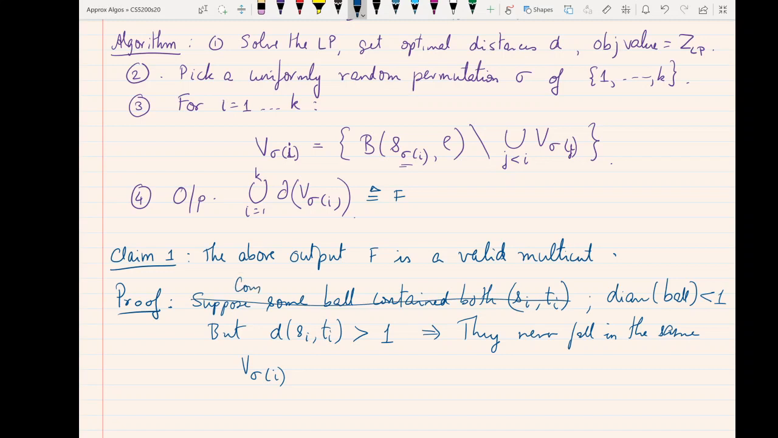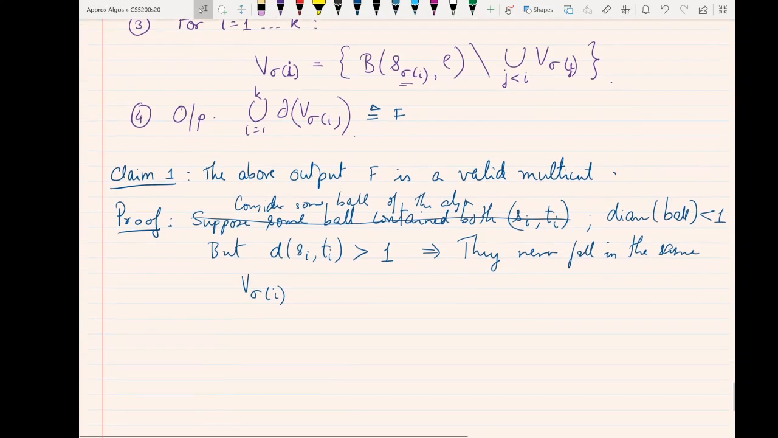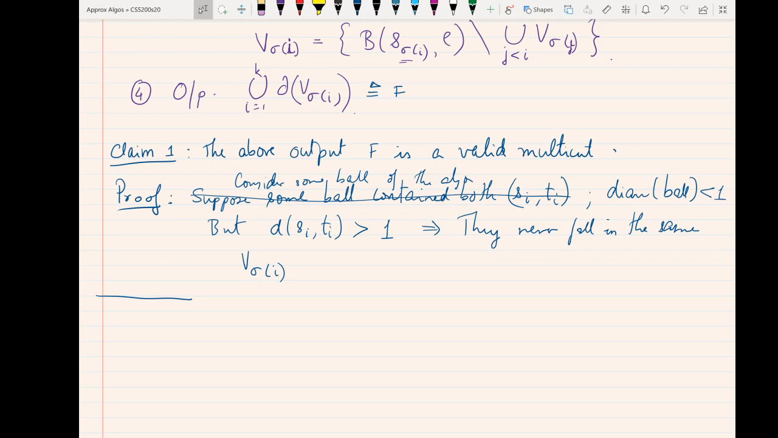So consider some ball chosen by the algorithm, some V sigma of i. Even if you consider the diameter, it is less than 1, but the distance between the terminal pairs is at least 1. Now, given that it's indeed a valid multicut, let's go ahead to analyzing the performance of the algorithm. For this again we are going to go edge by edge. The main claim that we'll prove is the following.